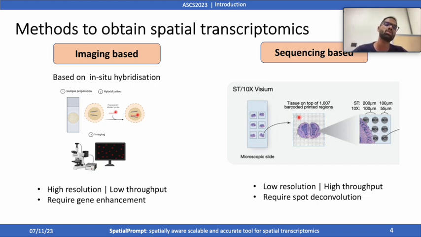To know the different cell types present in each spot, we require spot deconvolution algorithms. In spot deconvolution, by integrating the single cell data, we can infer the composition, because in this sequencing based approach, as I already mentioned, each spot comprises a number of cells. To know the cell type proportion for each spot, we require these spot deconvolution techniques.